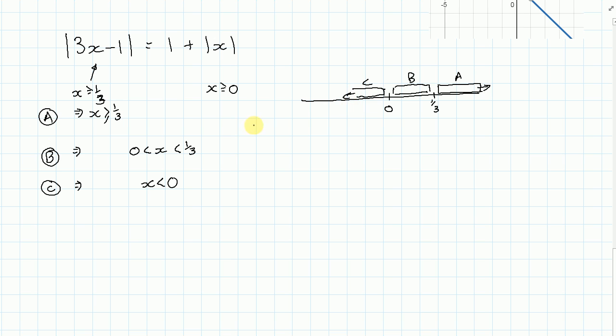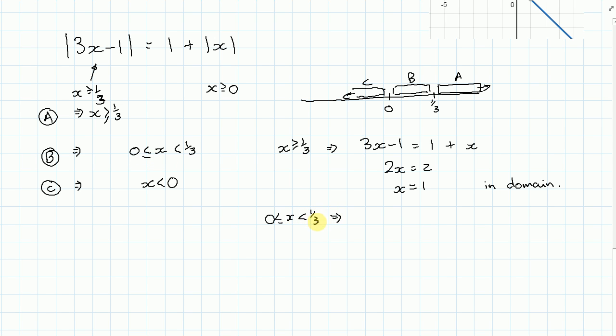So let's consider region A. The domain is x is greater than or equal to 1/3. Neither of these are operating, so my equation is 3x minus 1 equals 1 plus x, and this one doesn't need to operate either. Rearrange the equation, we get 2x equals 2, and we've got a solution when x equals 1. Is it in the correct domain? It is in the domain. So that's fine. Now consider the region between 0 and 1/3.